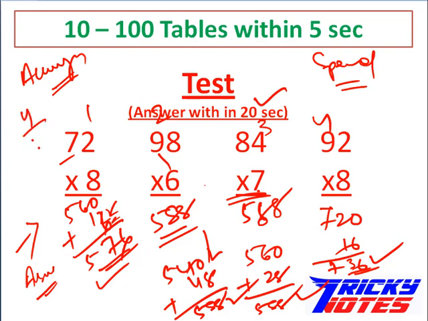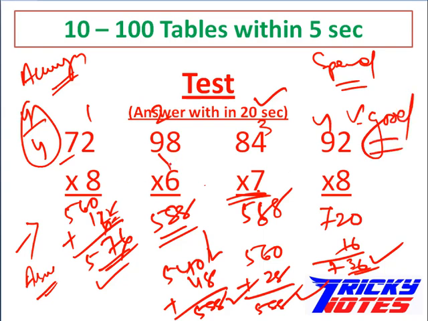Now students, how many of you have got 4 out of 4? That is very good. Those who have got 4 out of 4, you can put your names in the comment box.